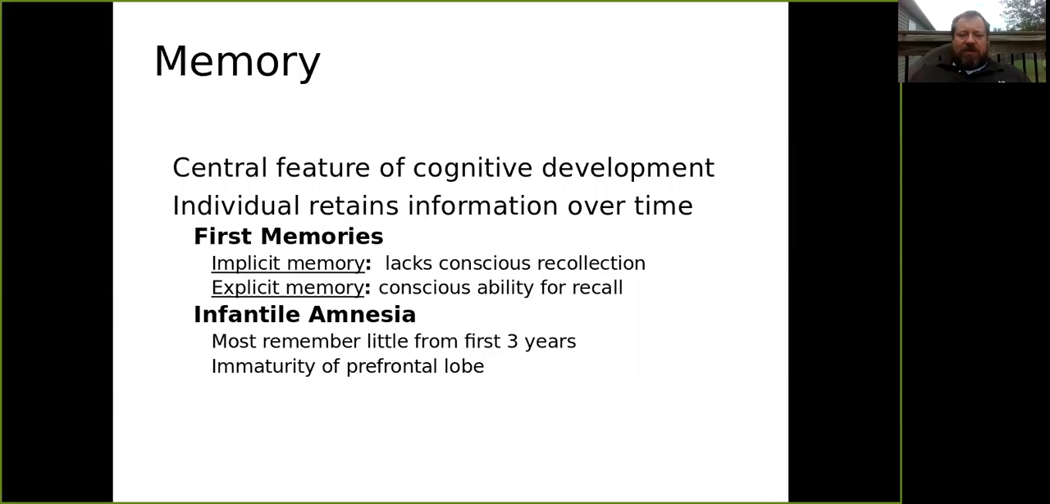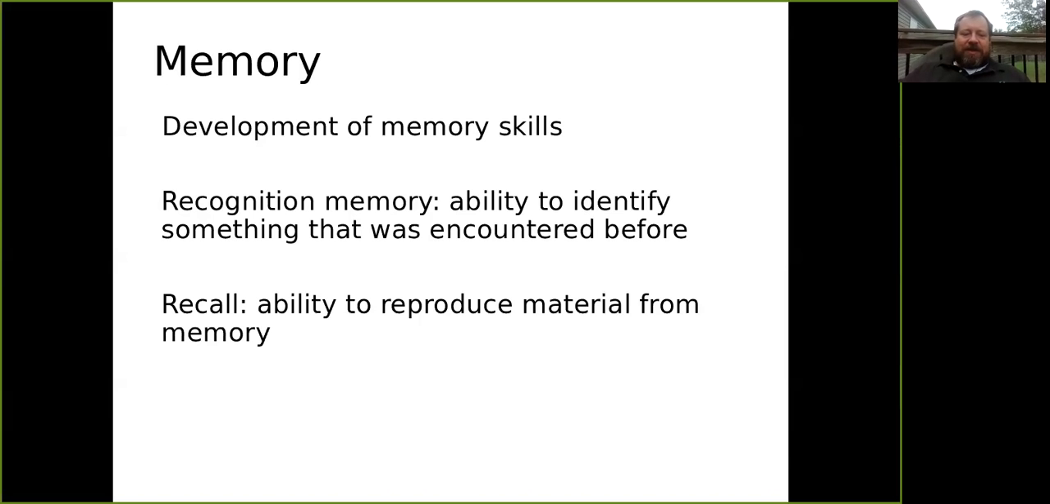There's a distinction between implicit memories, which are those things we remember without intentionally trying. There's no conscious effort to recall them, and explicit memory, which are those things we intentionally, purposefully try to recall and to remember. There's also a difference in recognition and recall memory.